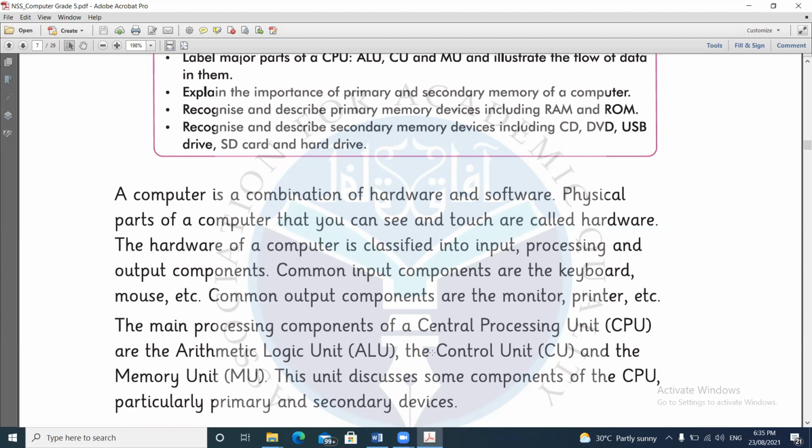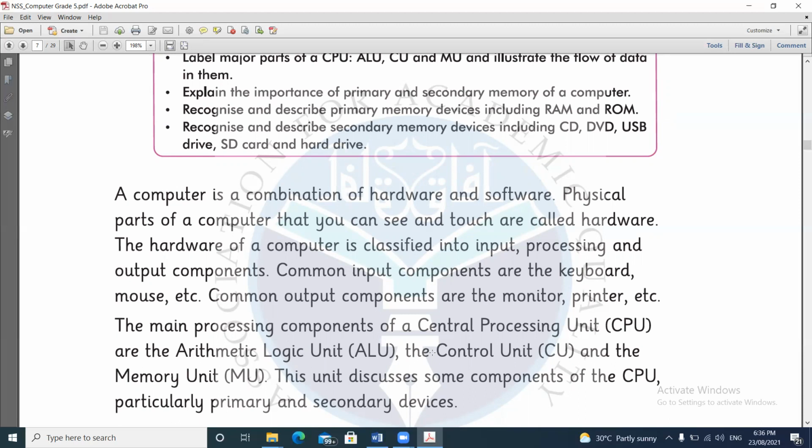For example, we have a keyboard. We are giving some input to the computer in the sense of typing, entering numbers. We have a mouse. We are pointing at anything to open a folder. So these are input hardware. But on the other hand, we have a monitor. We see the output on our screen. We have a printer. We get the result printed. So these are output hardware.